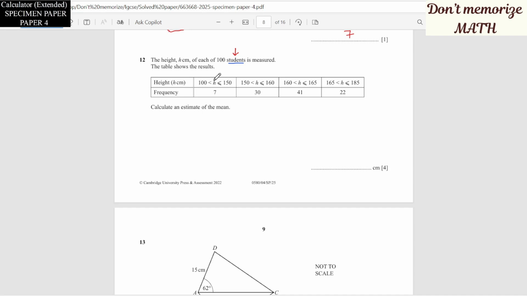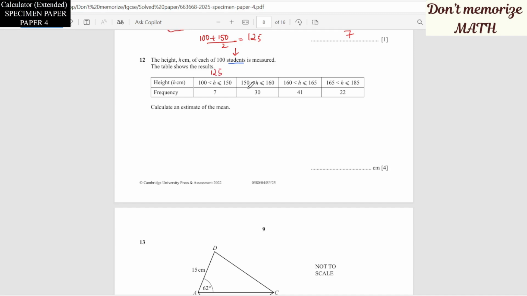If it is given as a range, we have to find the midpoint. 100 and 150. What is the midpoint of 100 and 150? What will be the middle one? It is 125, right? If you don't know, you can just take 100 plus 150 divided by 2, so you will get 125. So the midpoint of this class is 125.